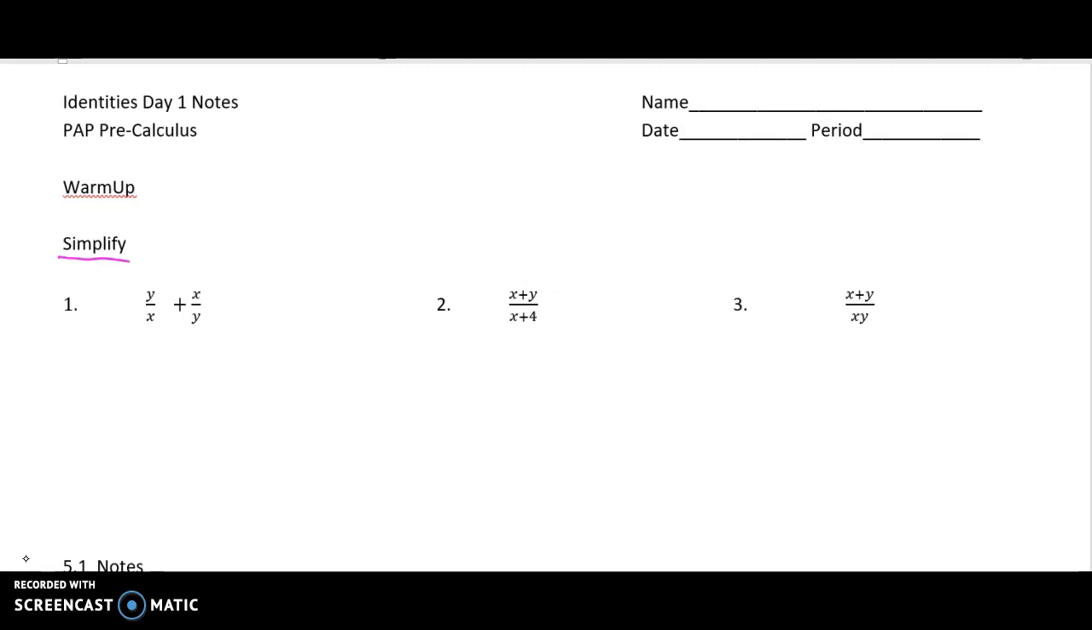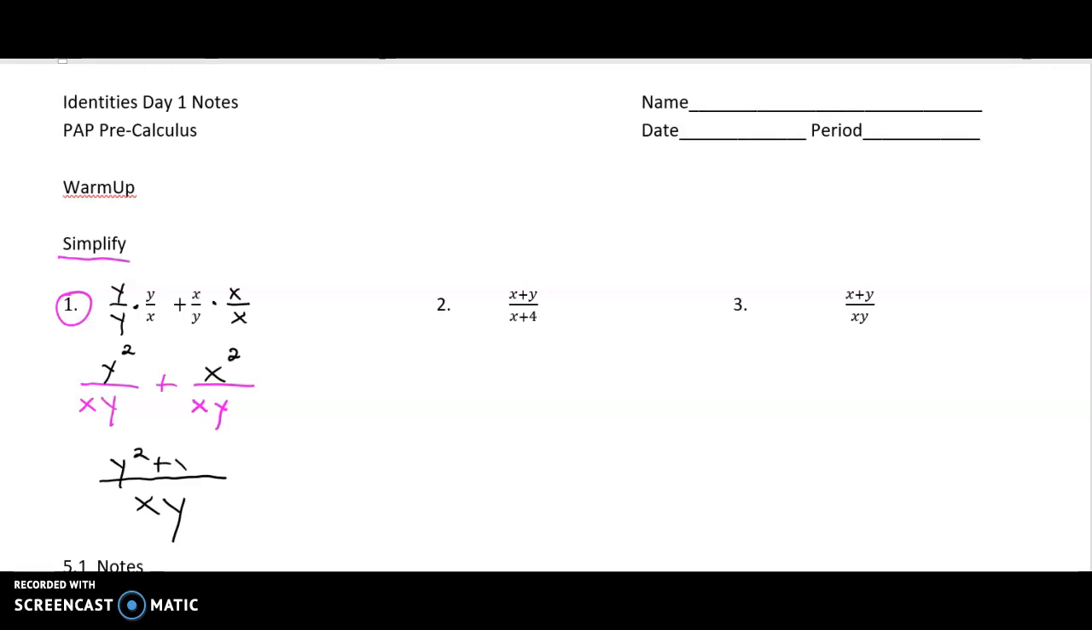If you are trying to add two fractions, like in example one, you have to have a common denominator. One way to find a common denominator is to multiply your two denominators together. So if we multiply the denominator by y, we have to multiply the numerator by y. So that would give us y squared. If we multiplied the denominator by x, we have to multiply our numerator by x, and that would give us x squared. Now that we have that common denominator, we can add our numerators together.